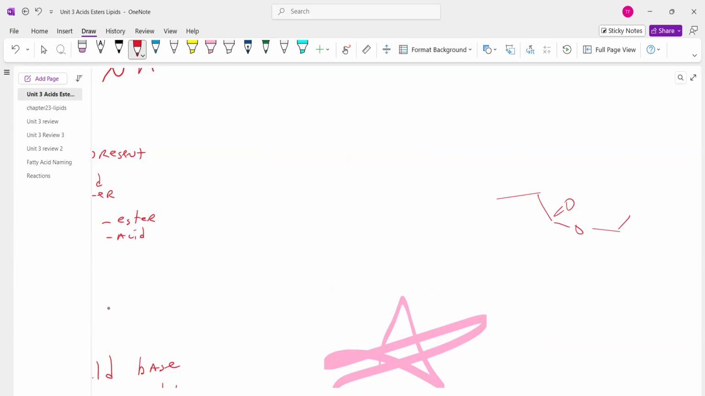Okay, so this is an ester. And we know it's an ester because we have this here. So that means it comes from two parts, an acid and an alcohol.